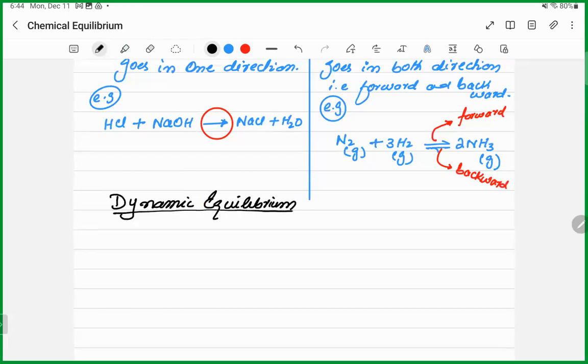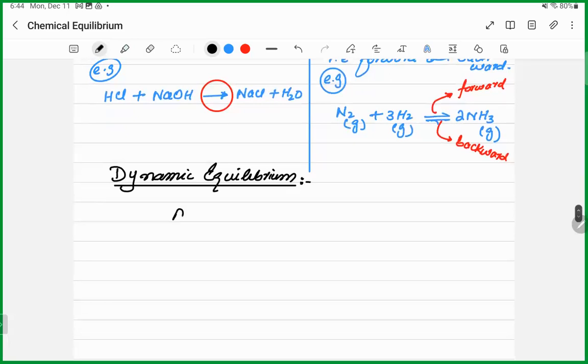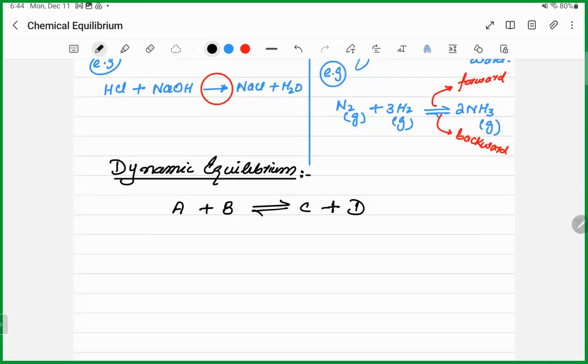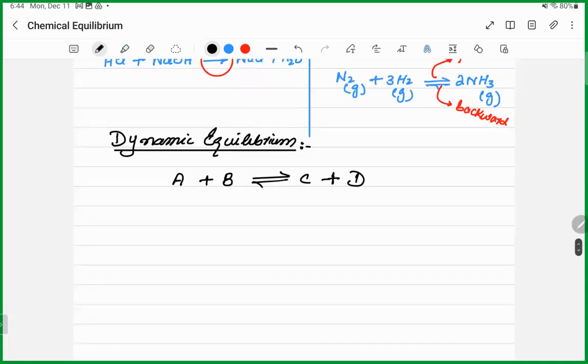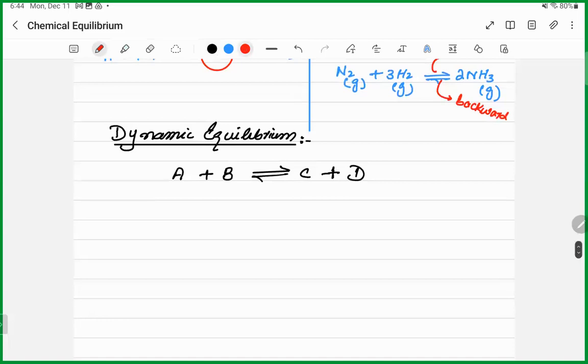Dynamic equilibrium. Okay, देखें, initially, if you have a reversible reaction, let's suppose you have a reaction between A and B, and this is forming C plus D. Okay, this is a reversible reaction. Initially, you can see that the rate of forward reaction should be maximum. And if I ask you why, it is because you have the maximum amount of A and B present.